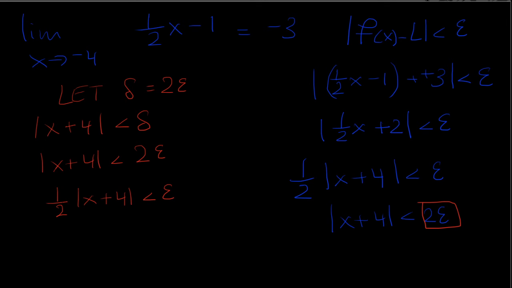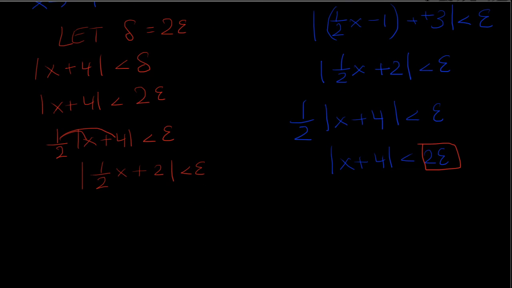And now we can distribute the 1/2 inside the absolute value. So we'll get the absolute value of 1/2 x plus 2 less than epsilon. And we can rewrite this as the absolute value of 1/2 x minus 1, minus -3. And that's less than epsilon.